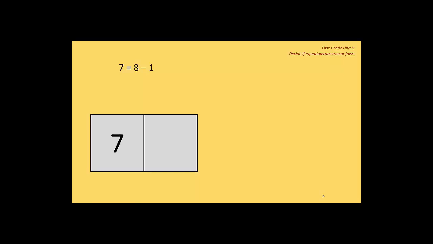When determining if equations are true or false, students need to look at both sides of the equation and determine if both sides have the same value. The equation 7 equals 8 minus 1 can be modeled using counters. We already know that the left side of the equation is 7. The right side is 8 minus 1. If we take 1 away from 8, 7 are left. 7 is the same as 7, so the equation 7 equals 8 minus 1 is true.